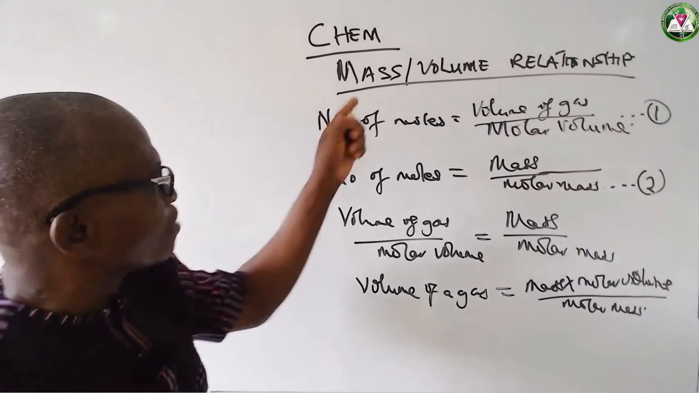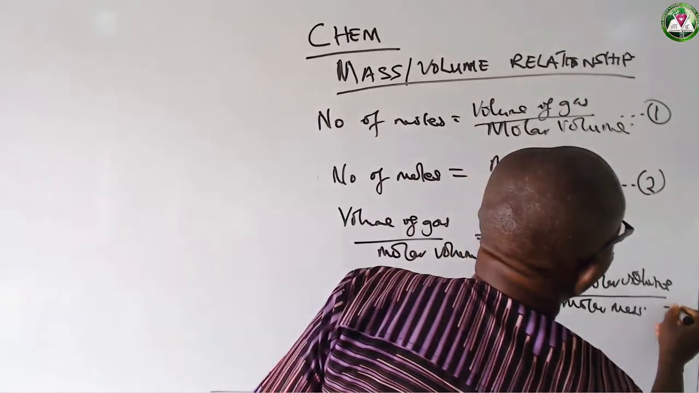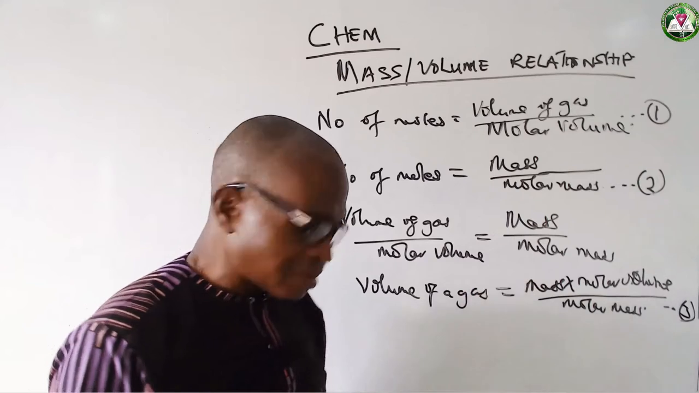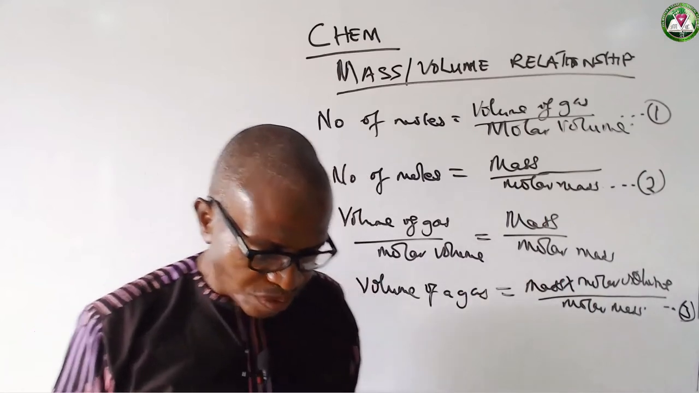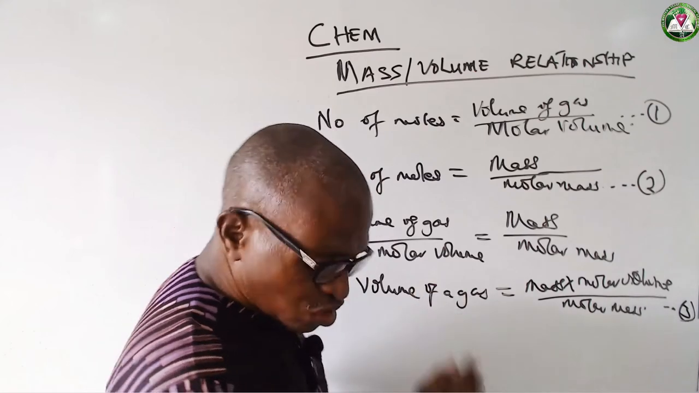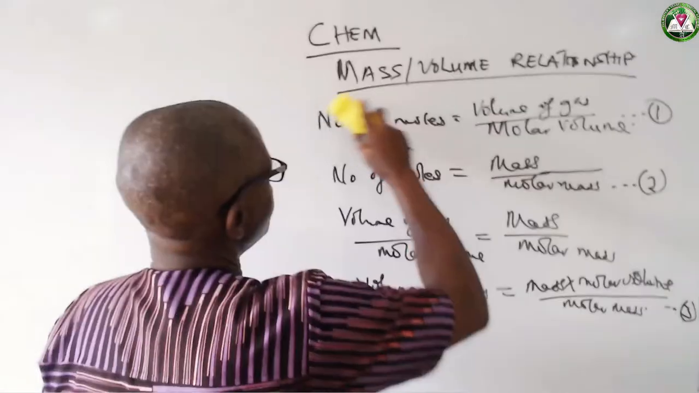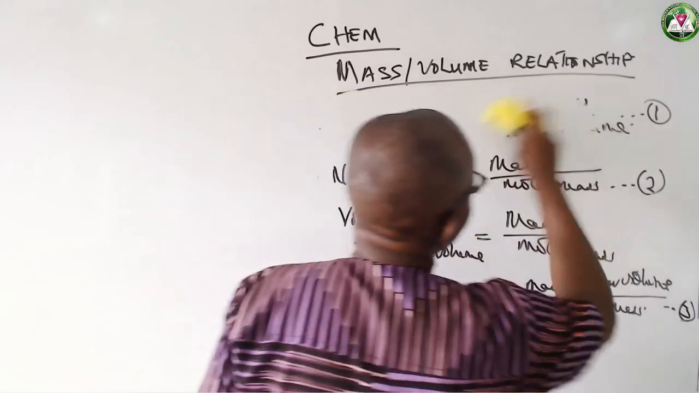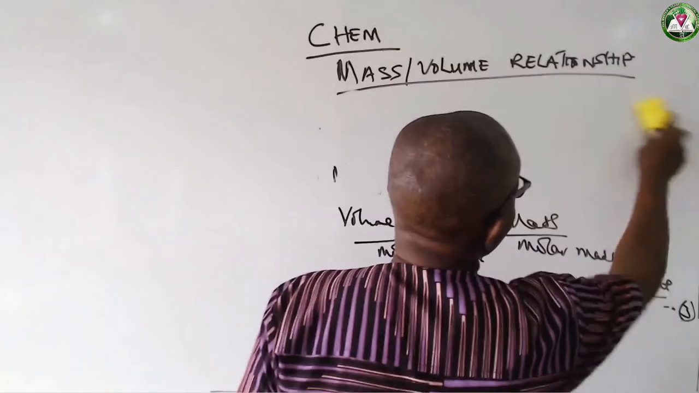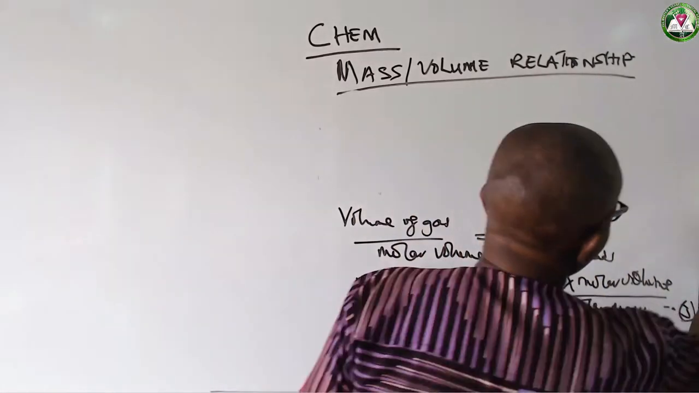Remember we said mass volume relationship. Therefore, if you call this equation 3, you see that there is volume, there is mass. That is mass volume relationship. Note these equations because we are going to use them to solve problems. Some other textbooks will call it a mole concept. We've defined mole before, but we want to see how we can use it to solve problems.